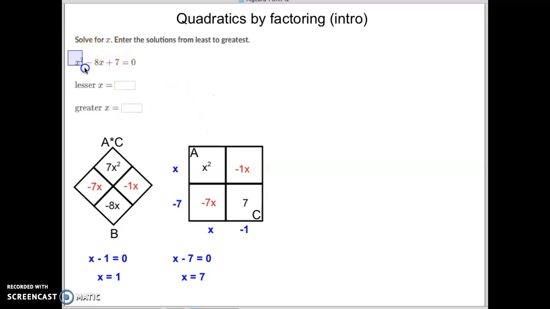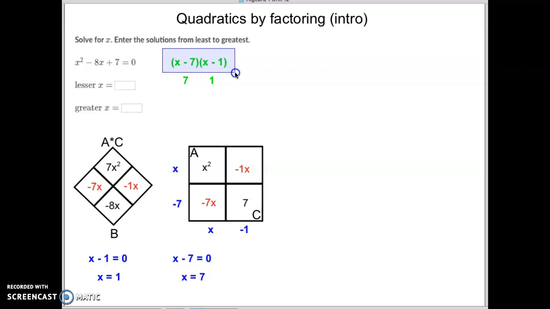When you have an x squared term here, it's pretty simple at this point. You're going to notice that you need a number that multiplies to positive 7 but adds to negative 8. Can you think of two numbers that multiply to positive 7 that add up to negative 8? Hopefully you're going, well, yeah, wouldn't that be a negative 7 and a negative 1? And you're right. So it would be x minus 7, x minus 1.